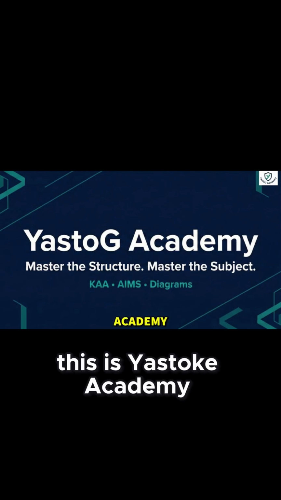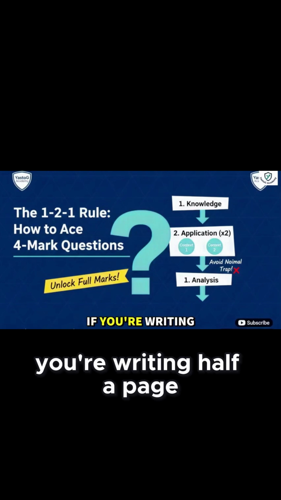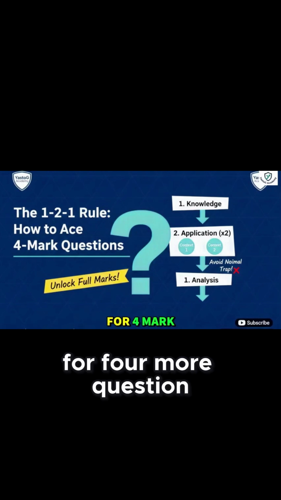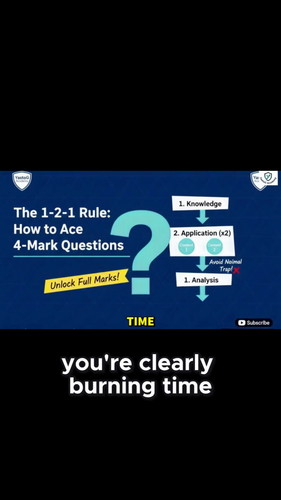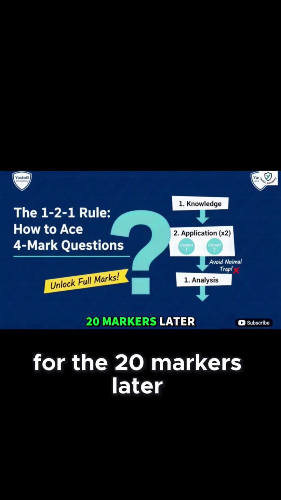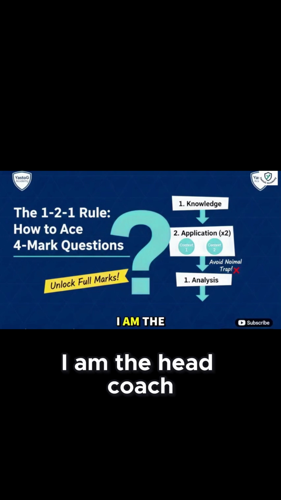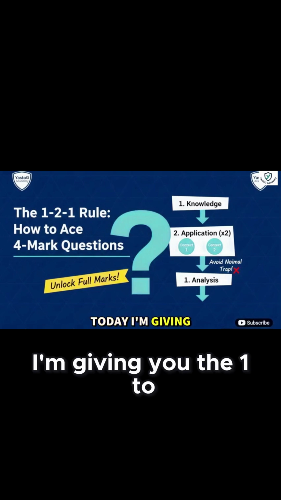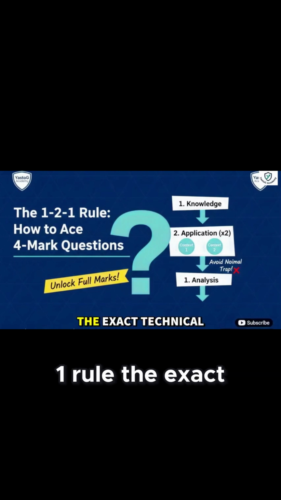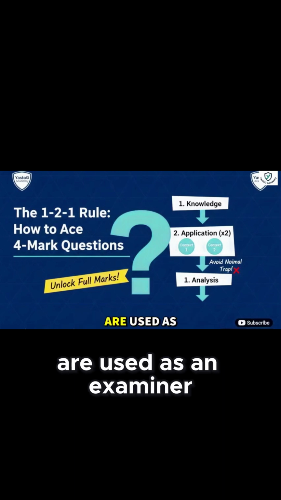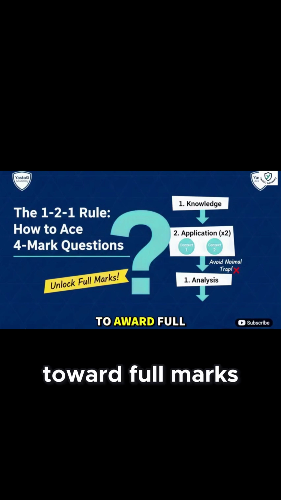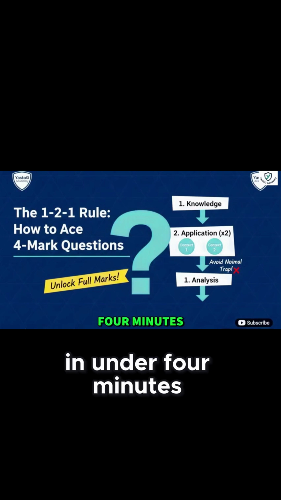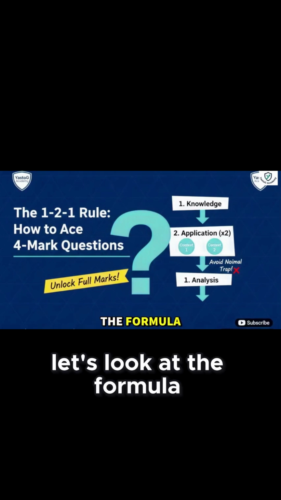This is Yastog Academy. If you're writing half a page for a 4-mark question, you're clearly burning time you will desperately need for the 20 markers later. I am the head coach at Yastog Academy. Today, I'm giving you the 1-to-1 rule, the exact technical structure I use as an examiner to award full marks in under 4 minutes. Let's look at the formula.